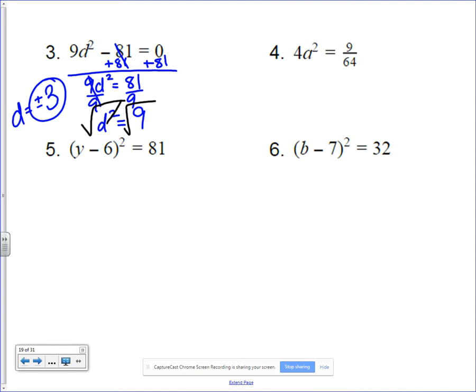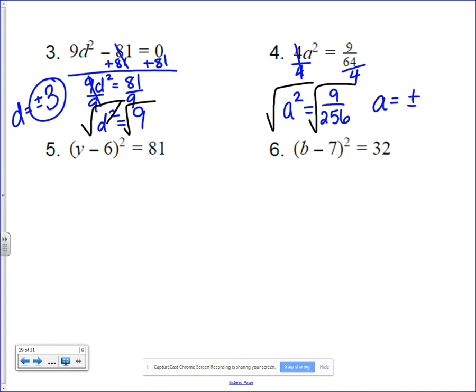All right, Peyton, how do I isolate that a squared? By what? By 4. Now, don't be scared of this, folks. Your calculator will do that division for you. What's 9 over 64 divided by 4, Peyton? Okay. Now, how do I cancel that squared out of there? Square root it. Okay, so now I have a equals, and I'm going to put a plus or minus on it.